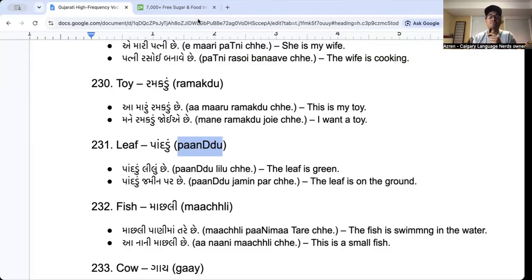You'll notice I tried with a lot of these sentences to use previous words that we've seen. So we've seen some colors in this document. We've seen the word jamin, for example. So hopefully this helps a little bit. So pandaru jamin par che. Jamin is the ground.